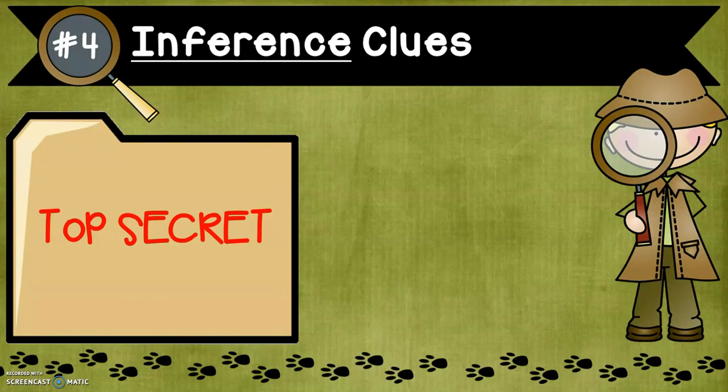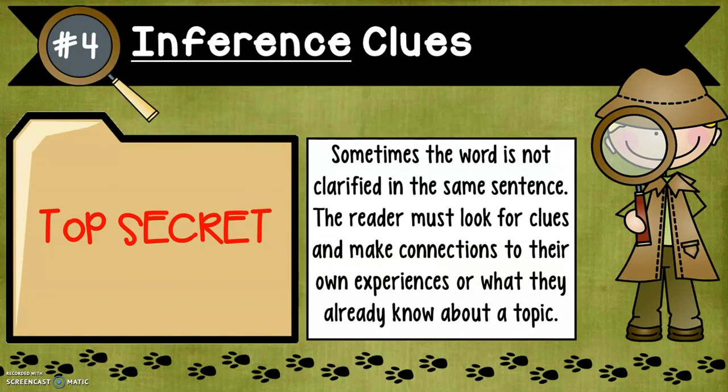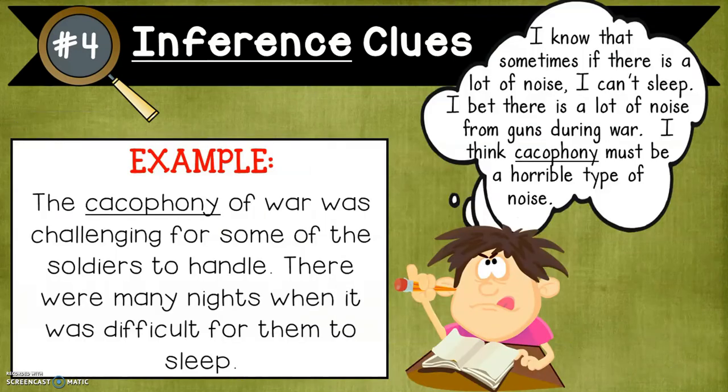Okay, number 4 is inference clues, the hardest one. Sometimes the word is just not clarified in the same sentence. The reader must look at the clues and make connections to their own experiences or what they already know about a topic. We know through our study on inference that you use your background knowledge as well as clues from the text to come up with a meaning for the word, an inference, right? So this one is a little bit tougher, and if you don't have that background knowledge, it makes it very difficult, okay? It says, the cacophony of war was challenging for some of the soldiers to handle. There were many nights when it was difficult for them to sleep.